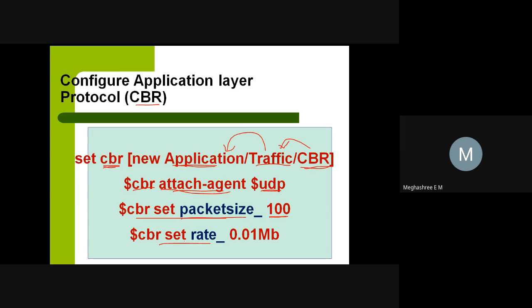Also, I have to specify the rate. It's not mandatory, it's optional. Just for the explanation purpose, I have considered the rate, the delay between the packets, which is set as 0.01 MB. The keyword used for this is rate underscore, space, and then specify the number.